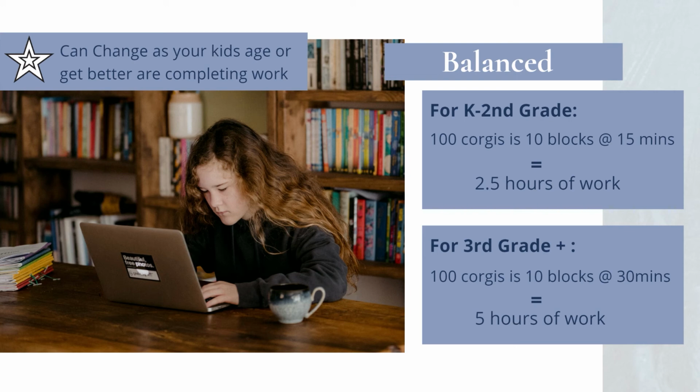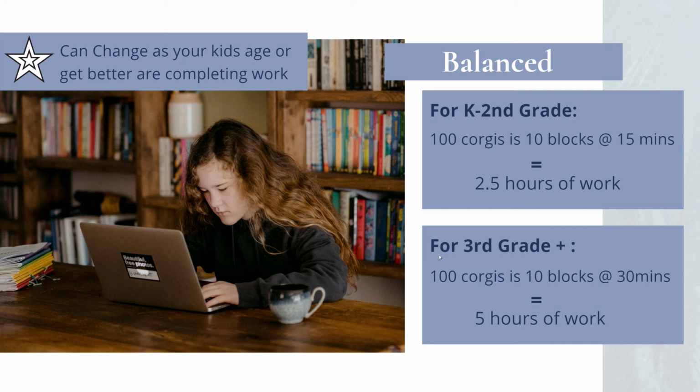It is also important to note that you do not need to have different values for your older and younger kids. Let's take a look. If you have a 2nd grader and they've earned 100 corgis to get a spin, each 100 corgis is 10 blocks if their block is 15 minutes each. That would equal 2.5 hours of work, right in the range for a kindergartner through 2nd grade.